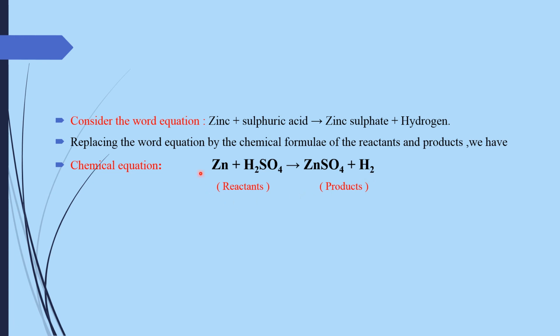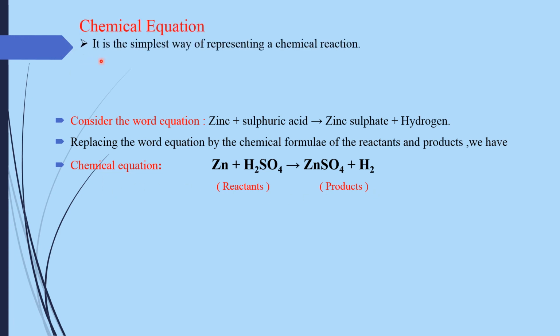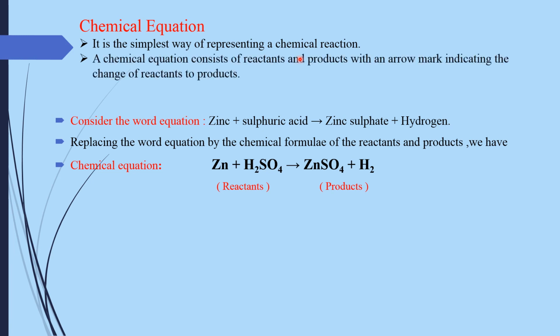This very short and simple way of representing a chemical reaction is known as a chemical equation. So a chemical equation is the simplest way of representing a chemical reaction. A chemical equation consists of reactants and products with an arrow mark indicating the change of reactants to products. The reactants and products are written in terms of their chemical formulas.